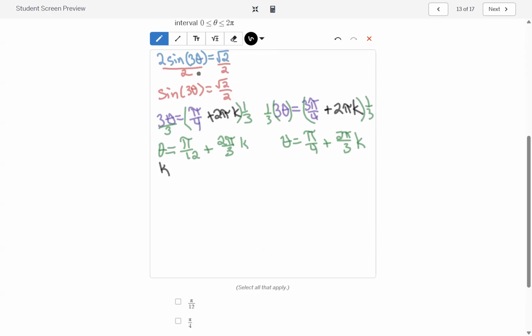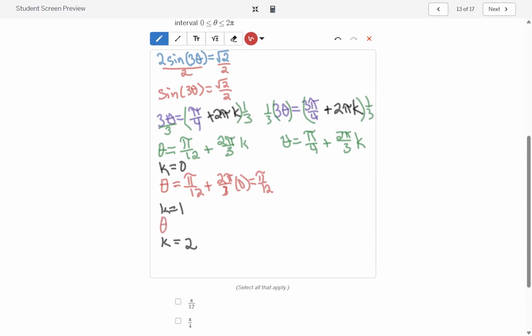So we're going to use, starting with k equals 0, because that gives us our first basic angles from the unit circle. But then, because it's 3 theta, I'm going to use 2 more k values, and I just use the next 2. k equals 1, and k equals 2. So now it's a whole lot of tedium. So when k equals 0, I'm going to get pi over 12 plus 2 pi over 3 times 0, which is just going to be pi over 12.